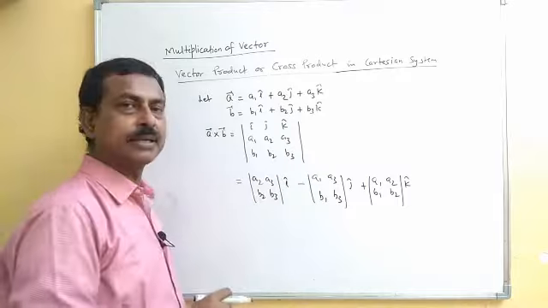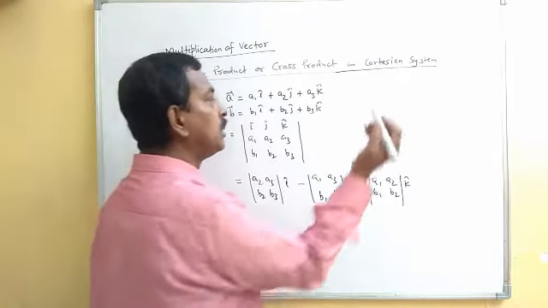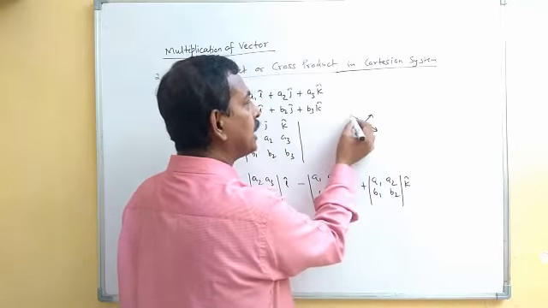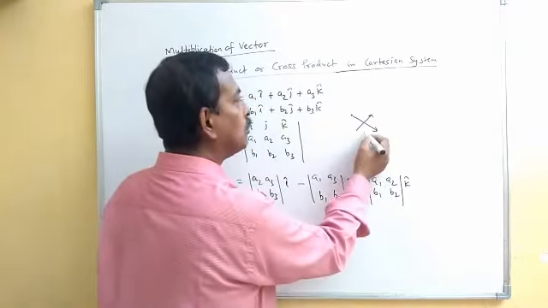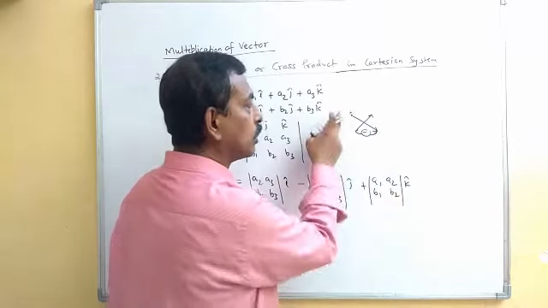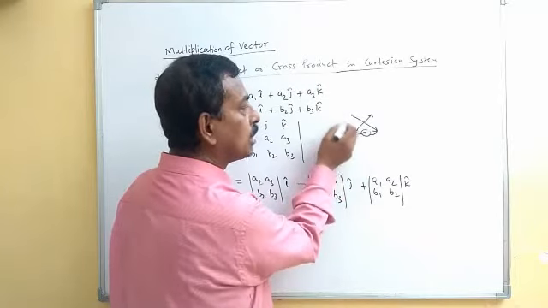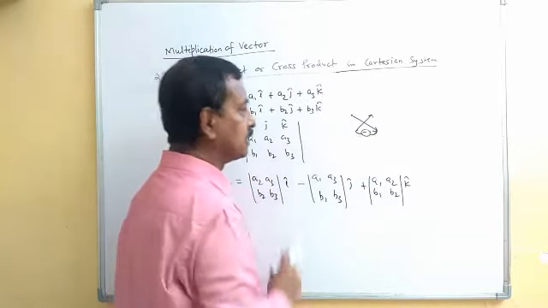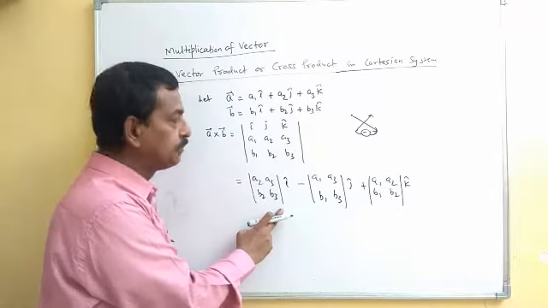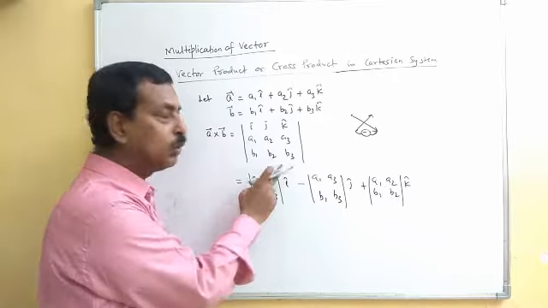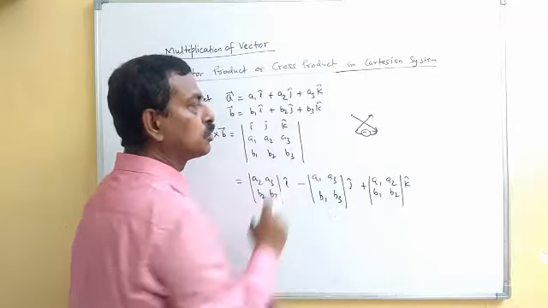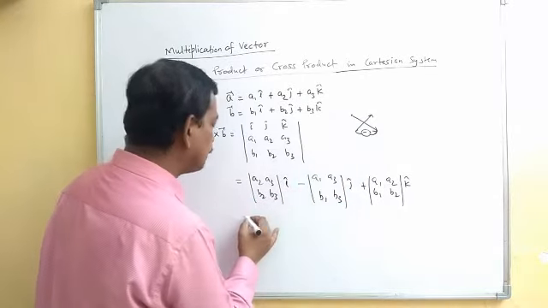Now you have to just expand the determinant. And how do you expand the determinant? We start from this corner, we multiply diagonally, and then we take the difference. So what we'll do? A2, B3, this will be multiplied. Then it will be your A3, B2, and we'll take their difference. This way we are multiplying diagonally, this way also we are multiplying, and we are taking the difference.